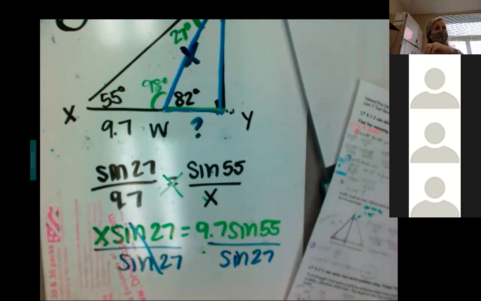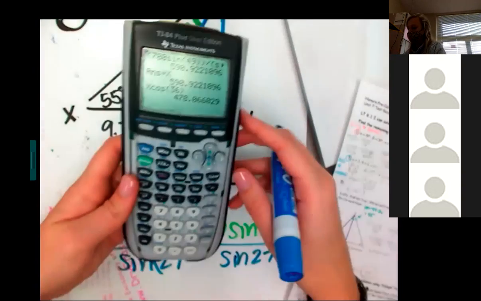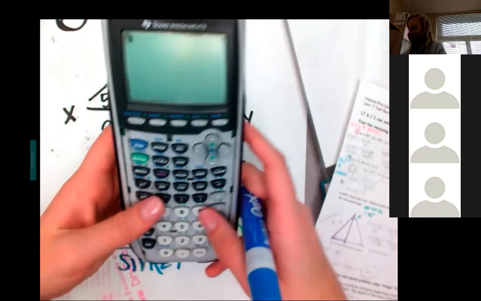Do y'all need to see me type that in Desmos, or are y'all okay if I keep using a calculator so I don't have to switch screens? Calculator, okay. So we're doing 9.7 sine of 55.